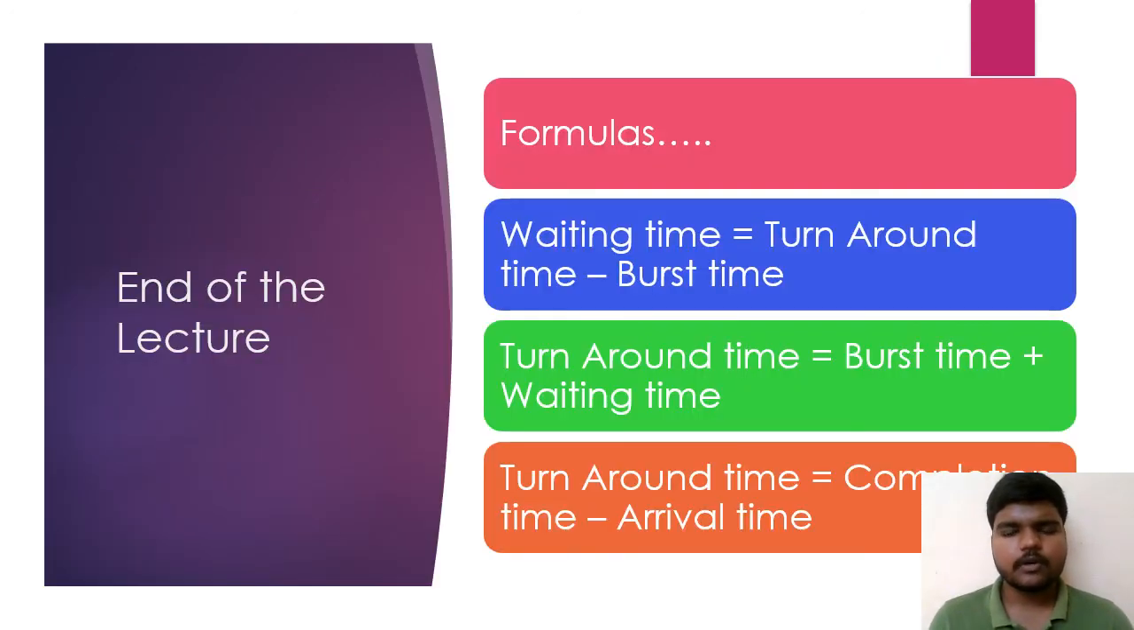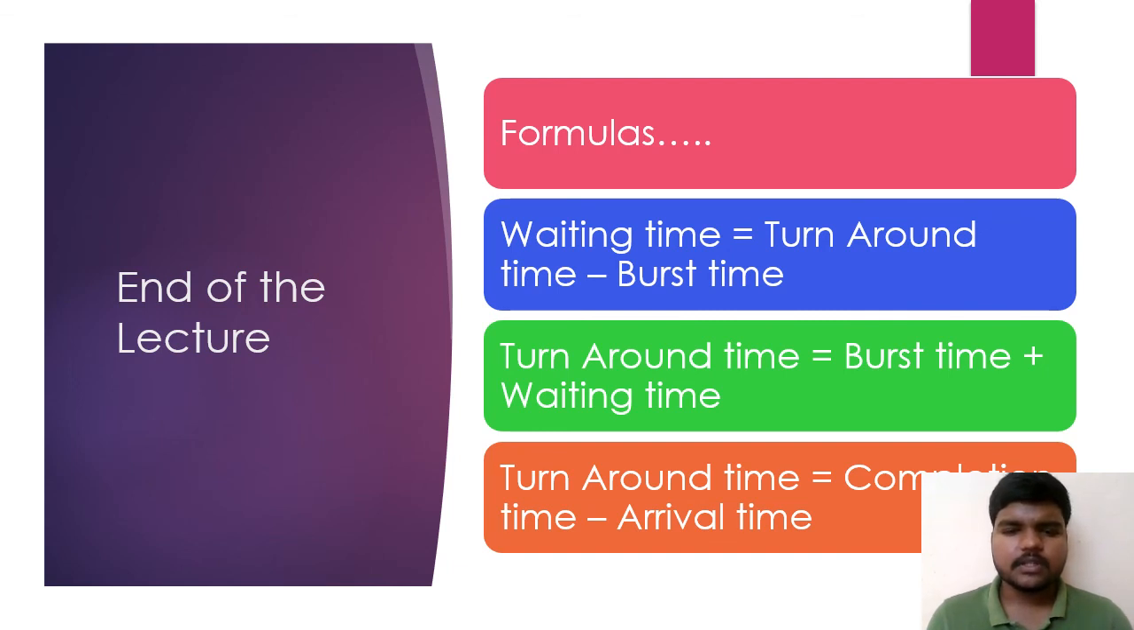Now we are going to discuss the formulas, which are used in numerical problems for these different algorithms. Here we have three formulas. Basically, those are fundamental, and the main one is turnaround time. Turnaround time is the completion time minus arrival time. Another formula for turnaround time is burst time plus waiting time. And waiting time equals turnaround time minus burst time.